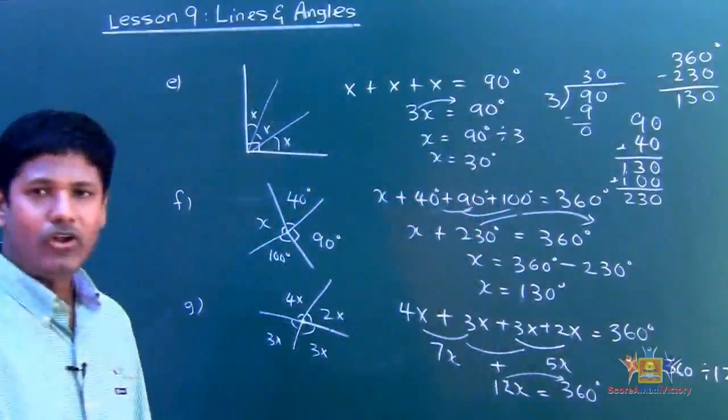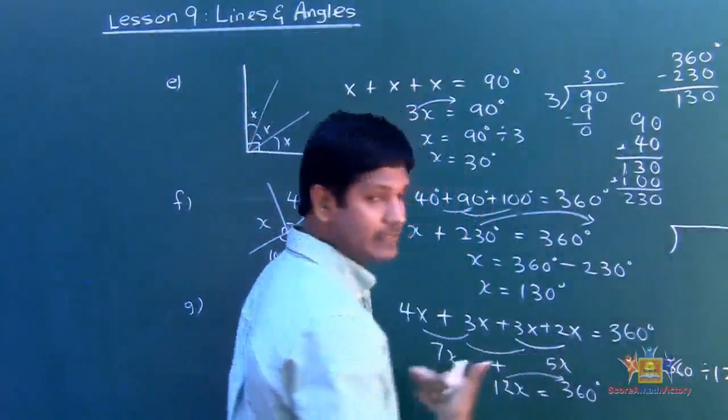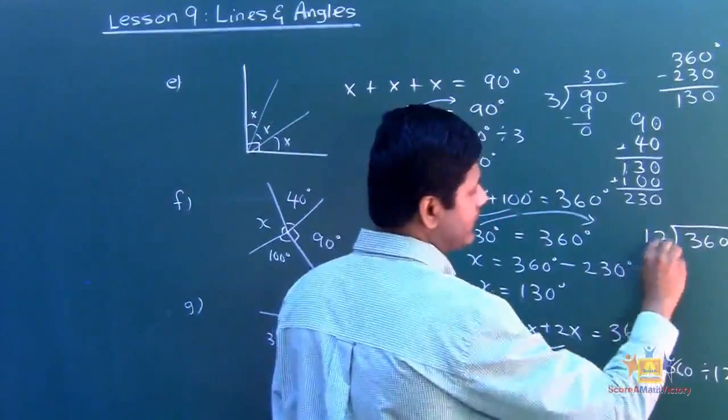And we're going to use the long division method, okay? So we're going to use the cage approach. I'm going to put 360 inside the cage, and 12 outside the cage.